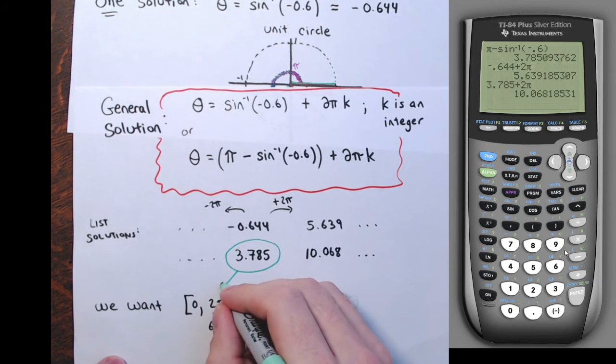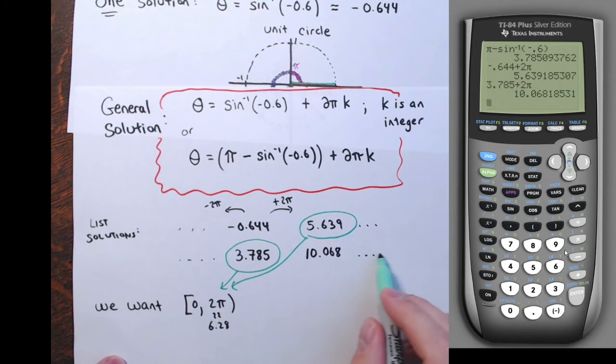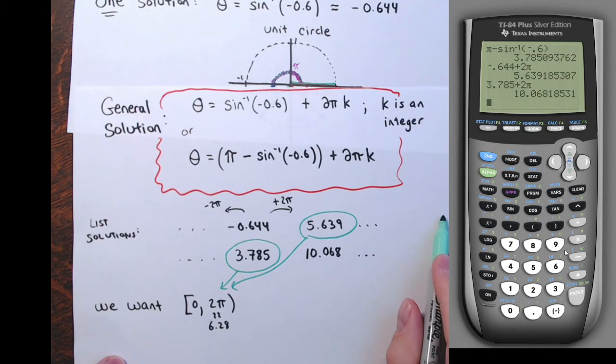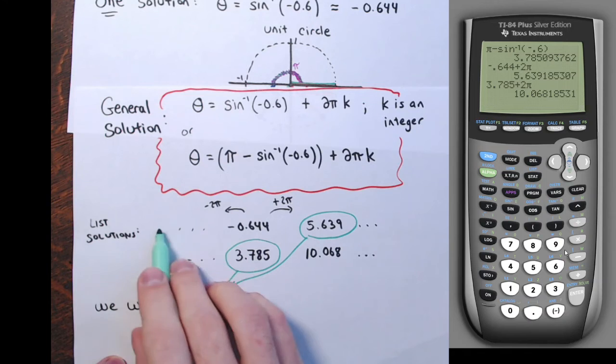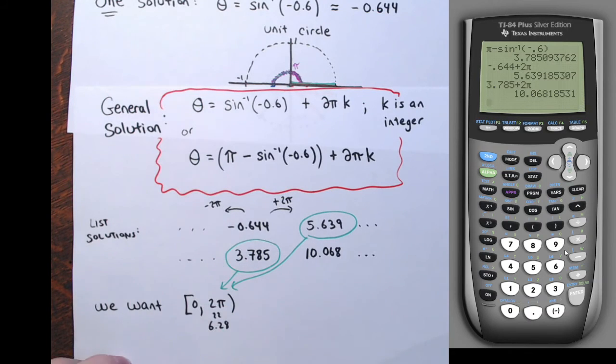3.785 is in here, 5.639 is in here, and then all the ones after that, if I keep adding 2 pi, see, these are going to be too big. And if I keep subtracting 2 pi, subtracting about 6.28, all these other solutions will be negative, so they'll be too small. All right, so the only solutions that actually fit in this interval are 3.785 and 5.639, rounded to 2 decimal places.